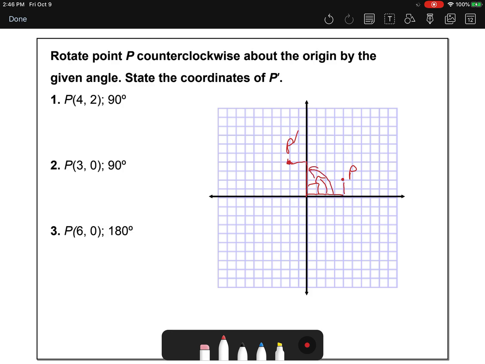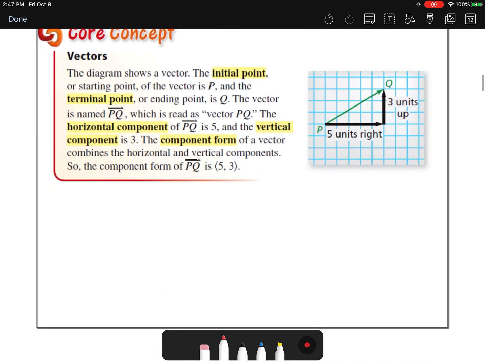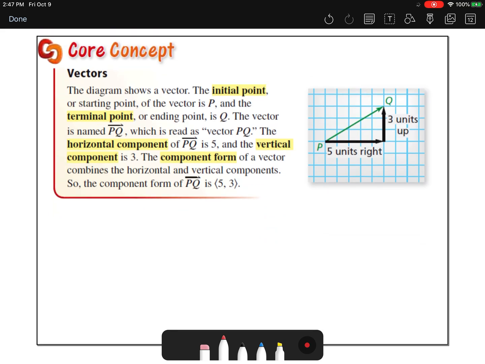See how it rotates? Okay, 3, 0. 1, 2, 3. Let me erase this. Hard to see. 3, 0 is right there. We're going to go 90 degrees. Well, if we just rotate that 90, P prime would be right there. What about 6, 0? If we rotate 180, it'd be 1, 2, 3, 4, 5, 6 units there, and that's P prime. And we'll get into more of the algebra that is required there.